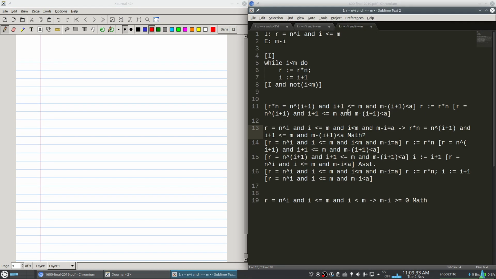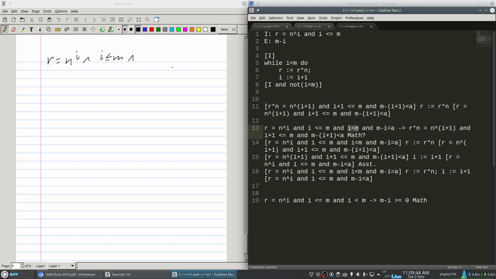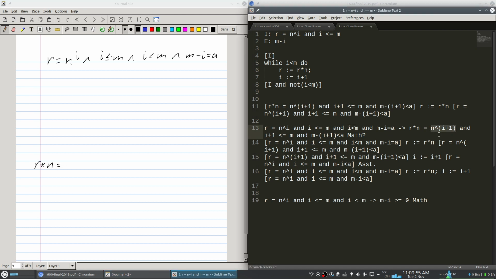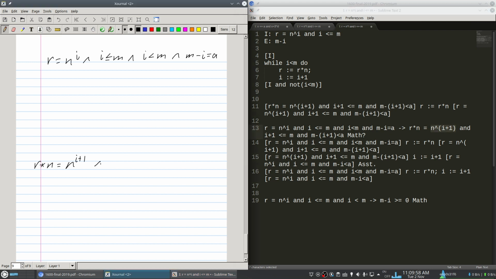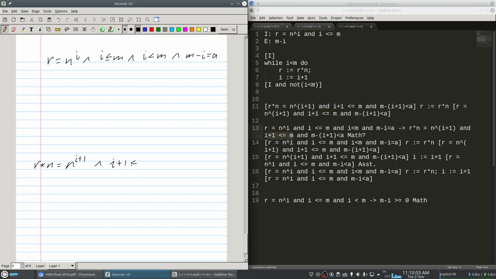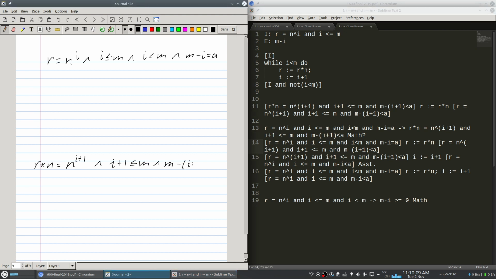So what do I want? I want to show that if r equals n to the i, and if i is less than or equal to m, and if i is strictly less than m, and m take i equals a, then I can conclude r times n equals n to the power of i plus 1, and i plus 1 is less than or equal to m, and m take i plus 1 in brackets is strictly less than a.